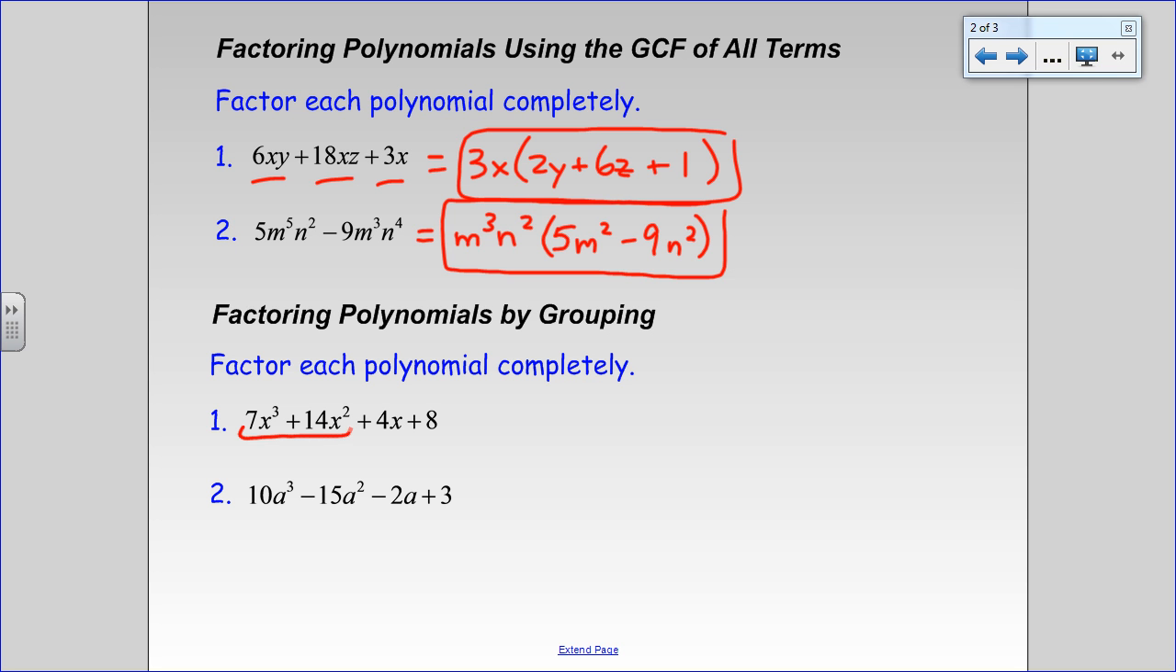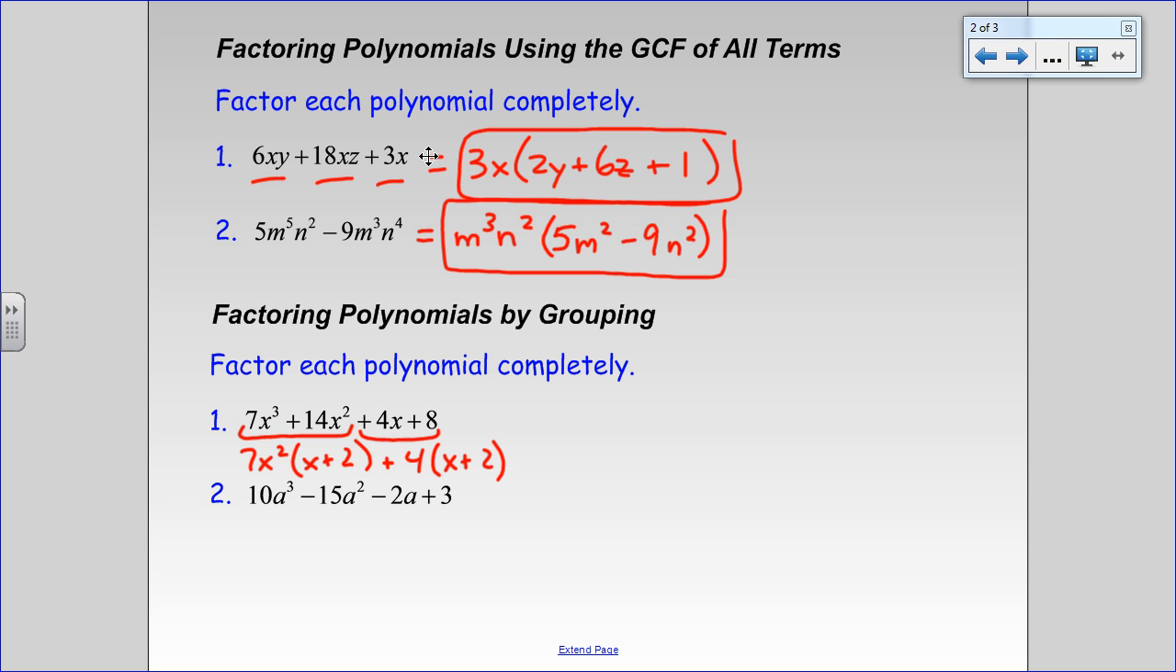First, let's look at the pair 7x cubed plus 14x squared. There is a greatest common factor for those 2 terms. It's 7x squared. Using the distributive rule in reverse, we can see that those 2 terms can be factored as 7x squared times the quantity x plus 2. What about our second pair of 2 terms? 4x plus 8. Well, those have a greatest common factor as well, which is 4. And again, using the distributive rule, we can see that the factorization would be 4 times the quantity x plus 2.